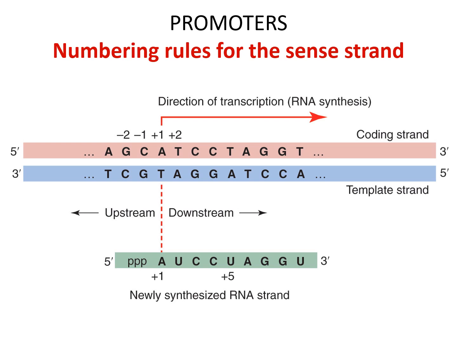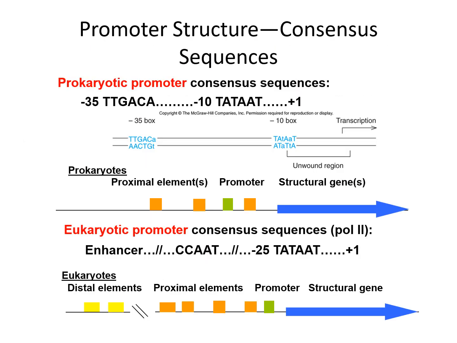So that's how they number the RNA sequence. The top strand is the coding strand, and the bottom strand is the template strand. And here is how they synthesize the new RNA strand. The promoter is basically the region where the RNA polymerase will recognize and bind so that it can initiate the transcription.